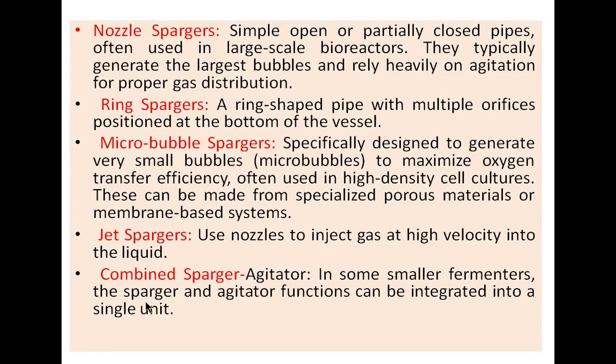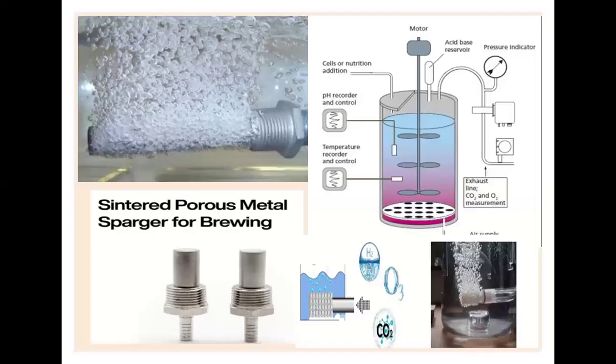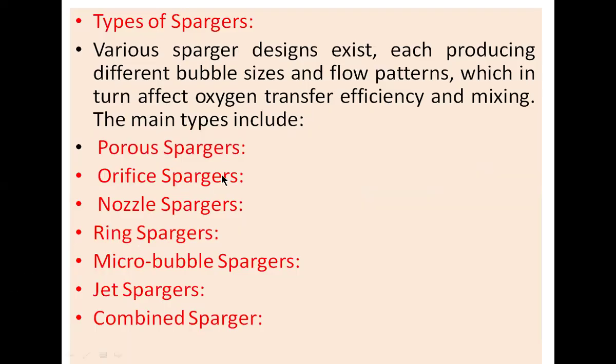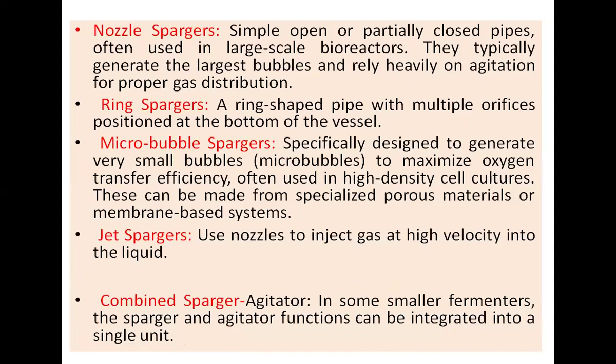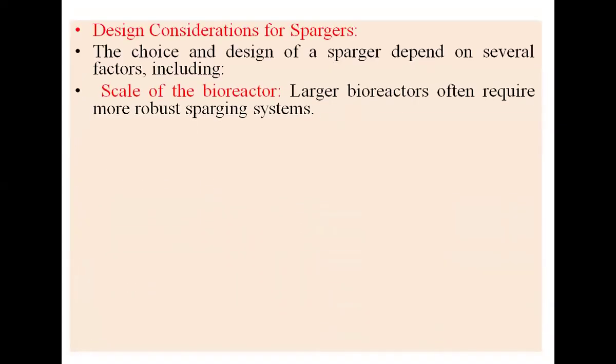In some small fermenters, the sparger and the agitator functions can be integrated into a single unit. That is known as the combined sparger. I hope you understood about all the different types of spargers. So far, we went through the porous spargers, orifice spargers, nozzle spargers, ring spargers, microbubble, jet, and combined spargers. So these are the different types of spargers you can keep in your mind. List all the types of spargers and explain any two spargers, that is more than enough.